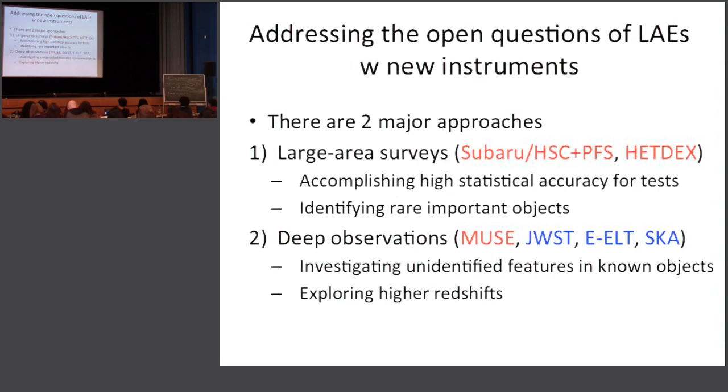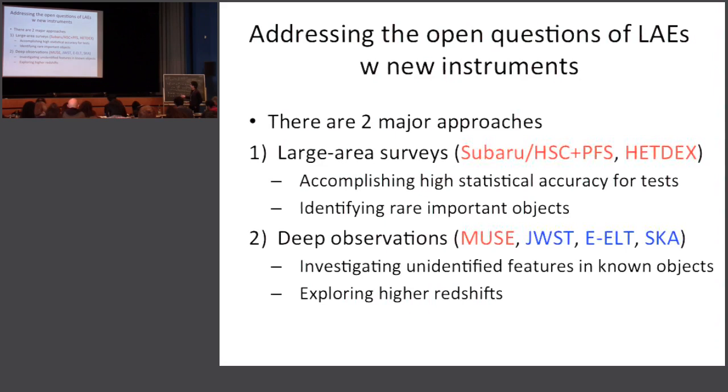To resolve these questions, we are expecting great instruments and telescopes. I want to introduce these new instruments and telescopes in two categories. One is large area survey instruments, such as Subaru Hyper Suprime-Cam and HETDEX. These instruments allow you to accomplish high statistical accuracy observations. In other words, you can test theoretical models with great statistical accuracy.